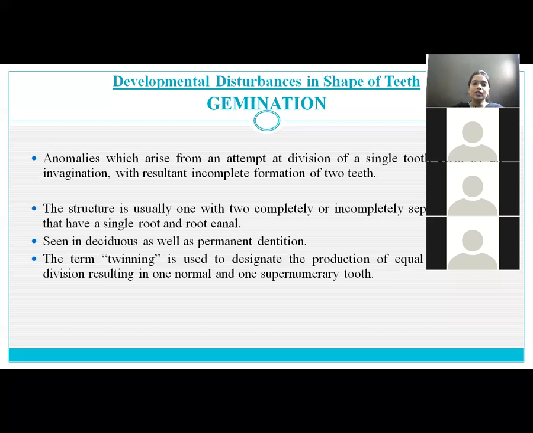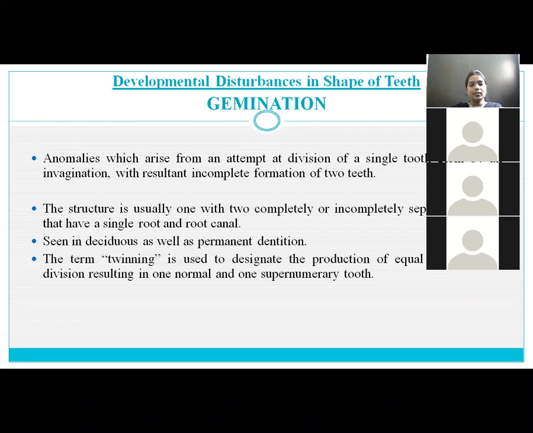So, what is the difference between gemination and fusion? In gemination, there is an attempt at a division of a single tooth germ, forming incomplete two teeth, but in fusion, there is an attempt at a division of two tooth germs with complete formation of one or two teeth. The structure is usually one with two completely or incompletely separated crowns that have a single root and root canal. It is seen in deciduous as well as permanent dentition.